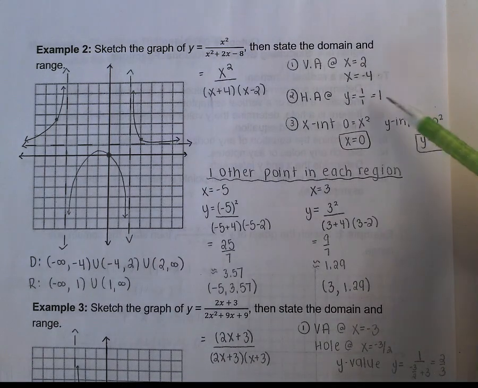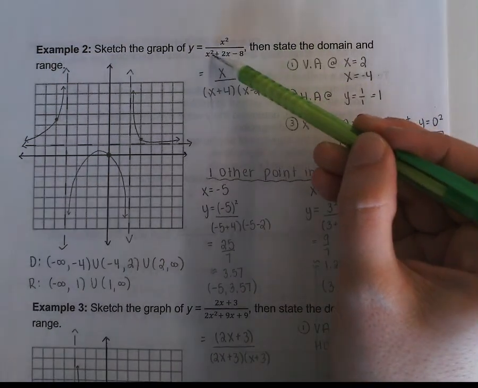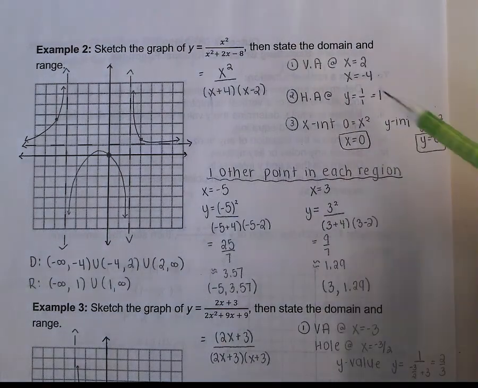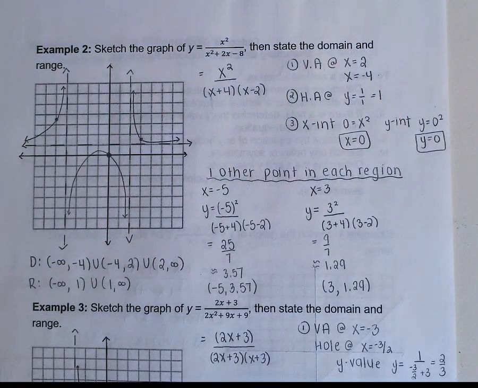I then determined my horizontal asymptote. In this case, the degree of the top is the same as the bottom, so it's the leading coefficient over the leading coefficient, which equals 1.